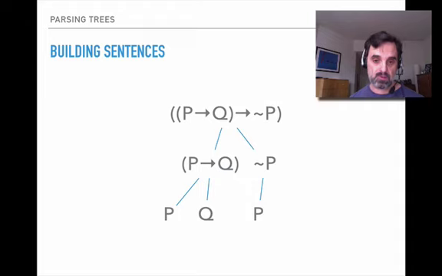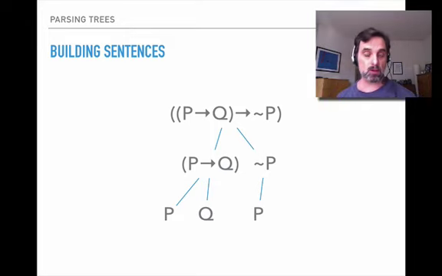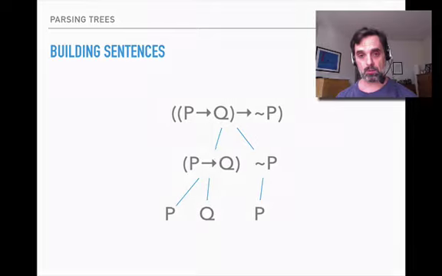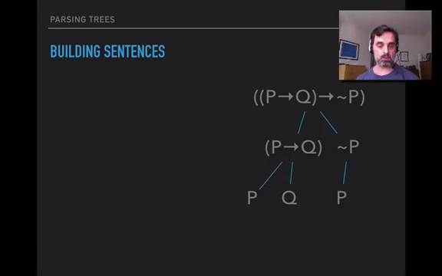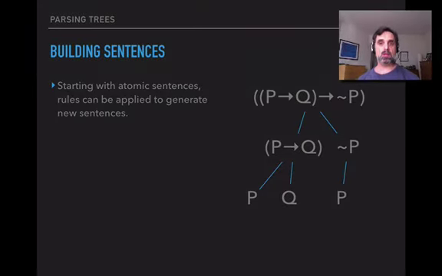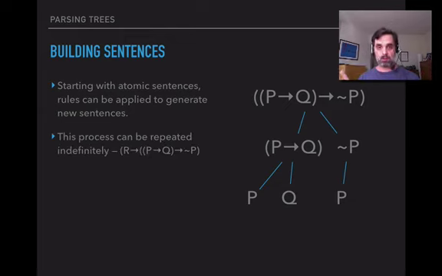So here we have displayed in this format the way in which the sentence at the top there was built up out of atomic sentences. And that's the way it always works. All of our complex sentences are always built up out of atomic sentences. We start with atomic sentences, we apply our rules to generate new sentences, and then we apply our rules again to those new sentences to get even newer sentences, bigger sentences, and so on. And there's no stop to the process. You can always add another sentence and get an even bigger sentence.